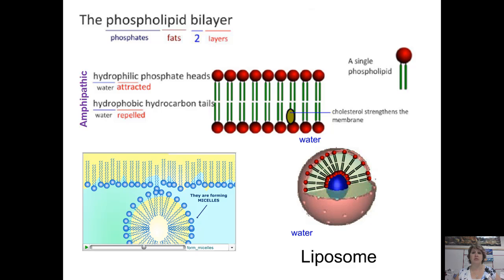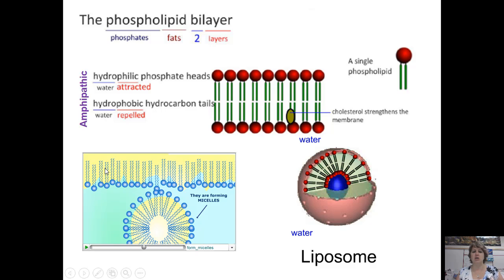So saturated would have only single bonds and unsaturated would have at least one double bond, whether that be a cis bond or a trans bond. So if you were to drop some phospholipids on top of water, they would form like in this image down here with the hydrophilic phosphate heads touching the water and then the hydrophobic tails just kind of being upside down or floating away from the water.